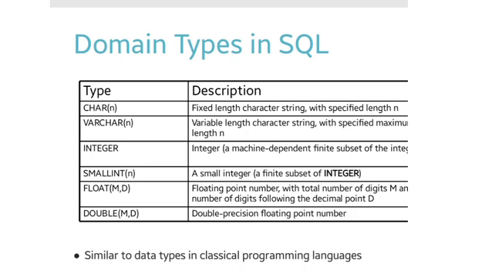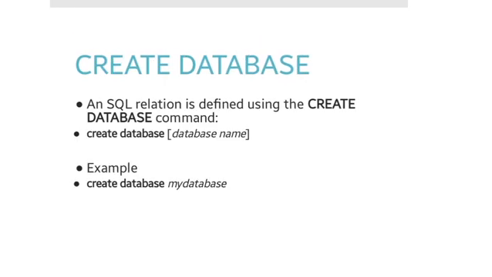The next one is float. Float of m, d. It stores decimal values with appropriate precision. Example, CGPA equal to 8.75. The next one is double of m, d. It stores decimal numbers with higher precision than float. Example, scientific calculations. So domain types in SQL define what kind of values can be stored in each column and help maintain correct and organized data. Now we can move on to the next slide.